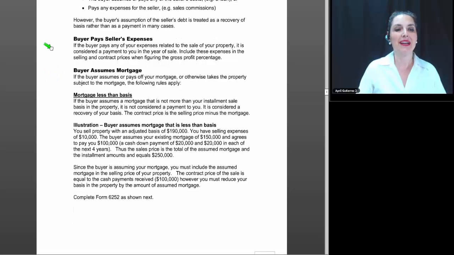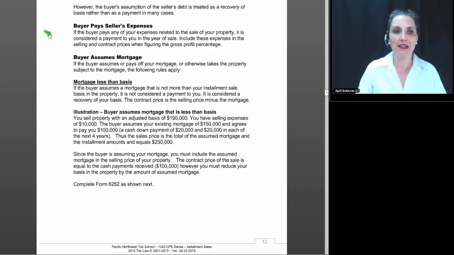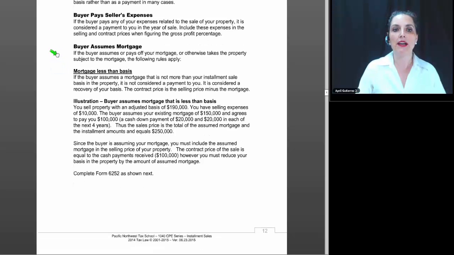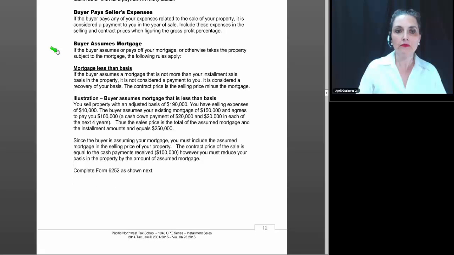So let's look at what happens when the buyer pays the seller's expenses. If the buyer pays any of your expenses related to the sale of your property, it is considered to be a payment to you in the year of sale. Include these expenses in selling and contract prices when figuring the gross profit percentage. If the buyer assumes your mortgage, or pays off your mortgage, or otherwise takes the property subject to the mortgage, then the following rules apply.